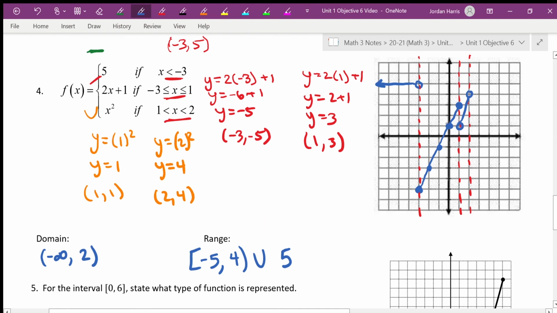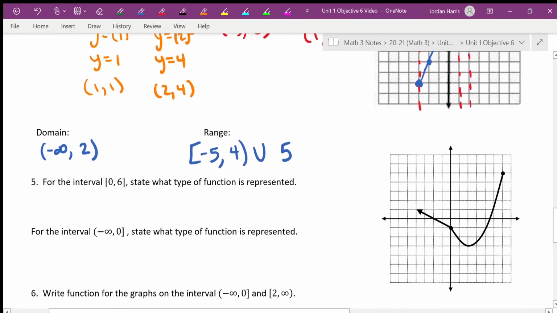I do have a hole, but remember it's filled in somewhere else, so we're good. So that positive 4 is where I stop. And then I also have a jump to 5. It's confusing. Just don't worry about that too much.